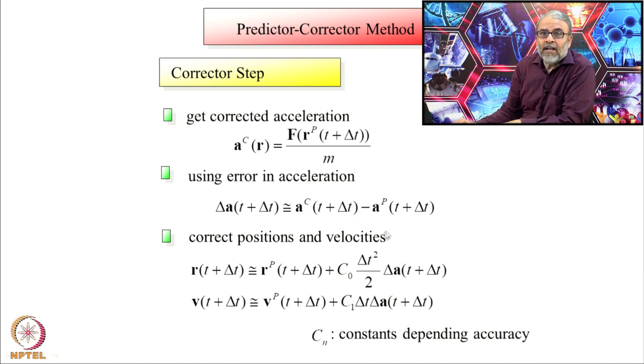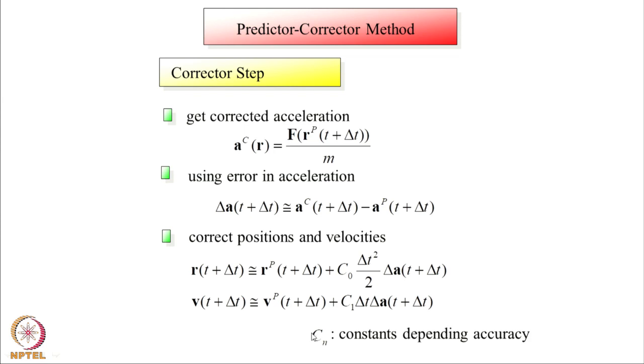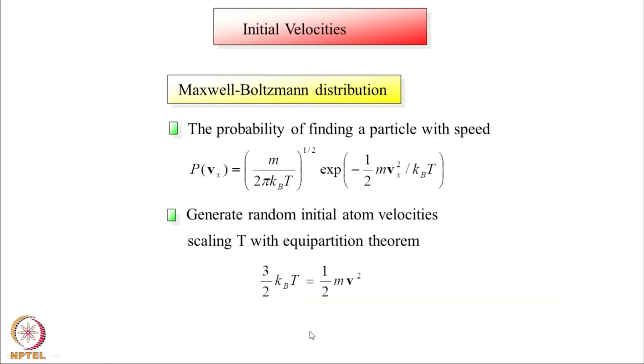So, how do I correct positions now? The corrected position is the predicted position plus a constant times delta t square by 2 into the correction in acceleration. The corrected velocity will be the predicted velocity plus a constant times delta t into the correction in acceleration. So, these constants will now determine the accuracy. There are ways to determine these constants, so one can do the predictor-corrector algorithm.